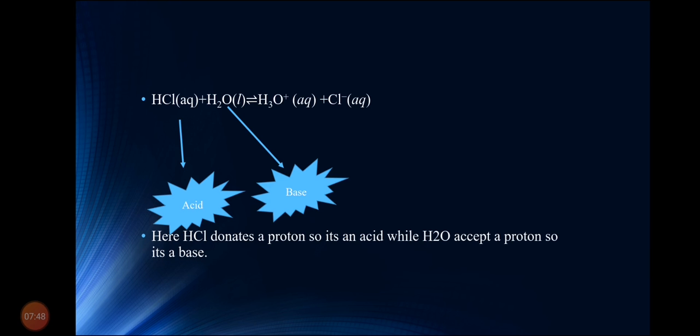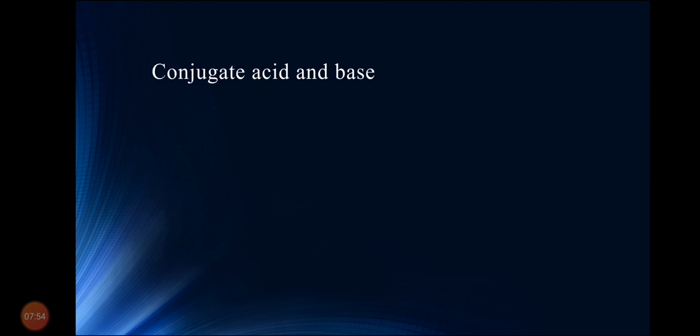Now you can see that here HCl reacts with H2O and they form H3O+ ion plus Cl- ion in a reversible chemical reaction. Here HCl donates its proton, so it acts as an acid, while H2O accepts the donated proton from HCl, so H2O is a base. HCl donates a proton, so it's an acid, while H2O accepts a proton, so it's a base. Now what is a conjugate acid and conjugate base?